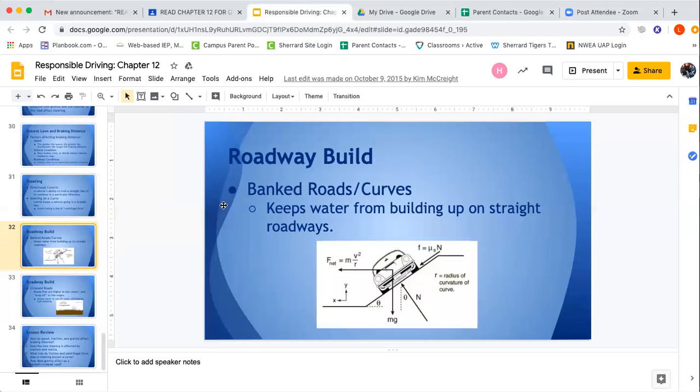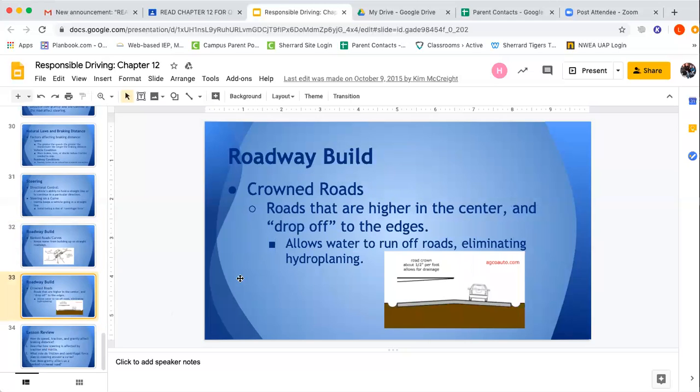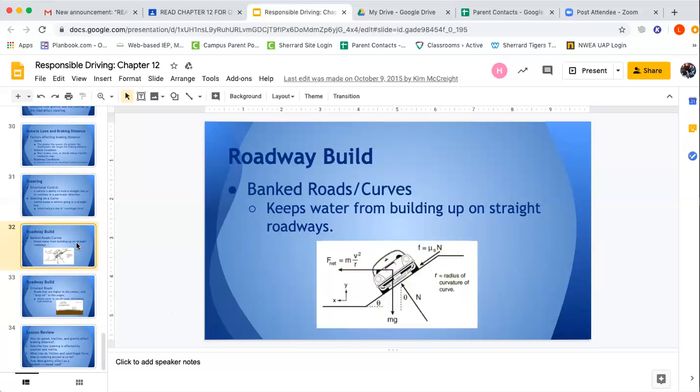Okay, also with the roadway build, banked roads and curves keep water from building up on straight roadways. So if you notice, many roads, oftentimes at least one side of it, has a little bit of slope that helps the water get off the roads. Just remember that how roads are built and how they're curved are going to affect your ability while you're driving. So last one was banked roads and curves.